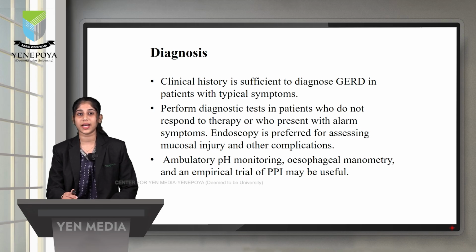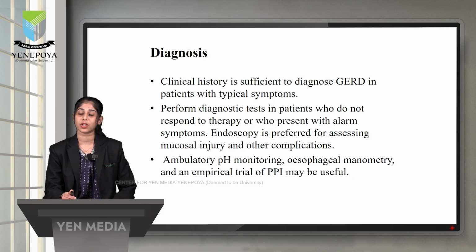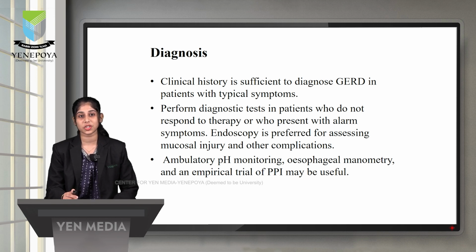Next, we need to perform diagnostic tests, for example like CT scan, bronchoscopy, colonoscopy or mammography in patients who do not respond to therapy or who present with alarm symptoms, that is like the emergency symptoms. So endoscopy is preferred for assessing the mucosal injury or other related complications. Next we have ambulatory pH monitoring, as well as esophageal manometry. So manometry is a kind of diagnostic test which is used in GI in order to assess the muscle function, as well as an empirical trial of PPI may be useful. Empirical is nothing but the initial treatment before the actual final diagnosis is done.